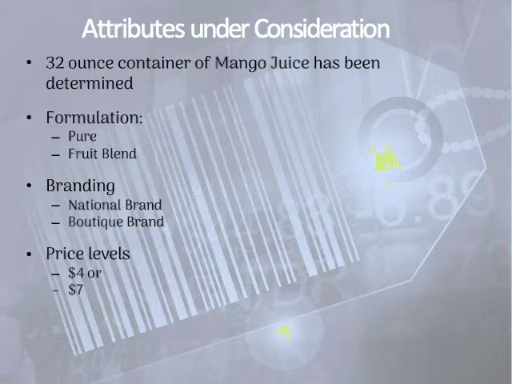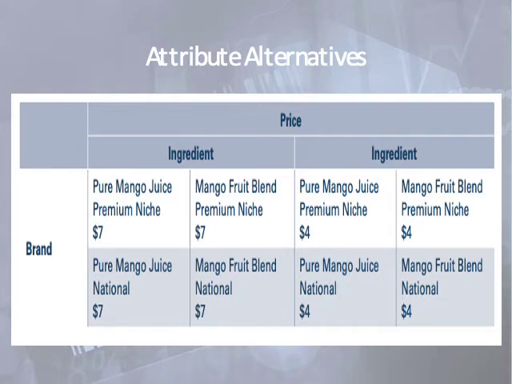Applying the first step of constraint analysis, we came up with this matrix. Here we have what we call the attribute alternatives. In this exhibit, we can see the 8 different potential product attributes and levels. From the 3 attributes, the price, the formulation, and the brand, we can make 8 combinations of product that could be offered in the market.